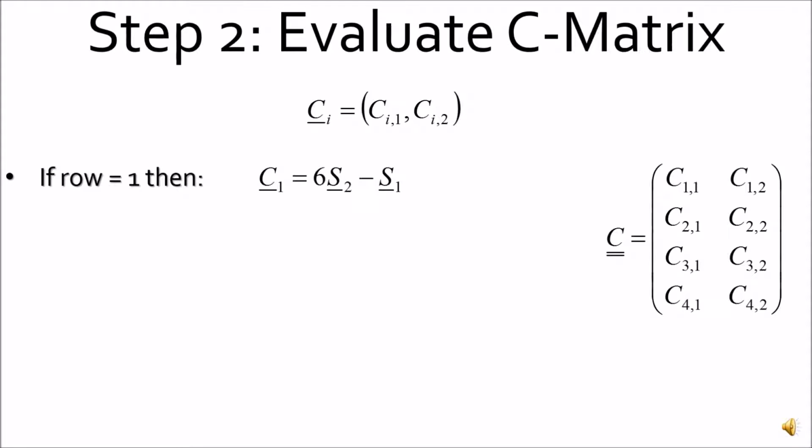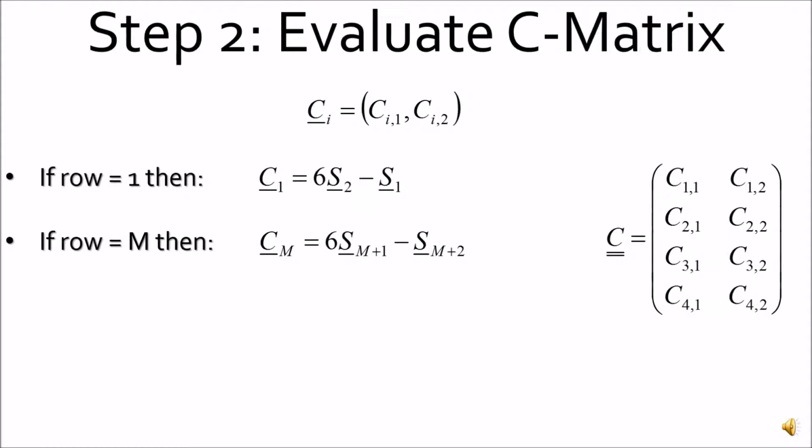Okay, so we're going to take these rows out to be vectors, 2-component vectors, which are just corresponding to a voltage and a power for the first and second columns respectively. So for the first row, C1, the value of it is going to be equal to 6 times the second row of the S matrix minus 1 times the first row.